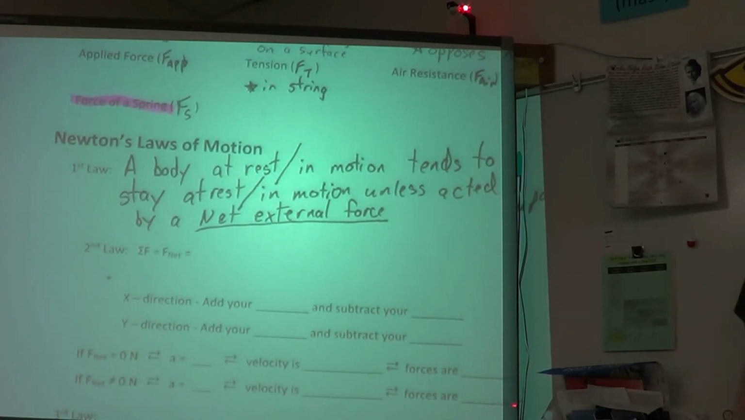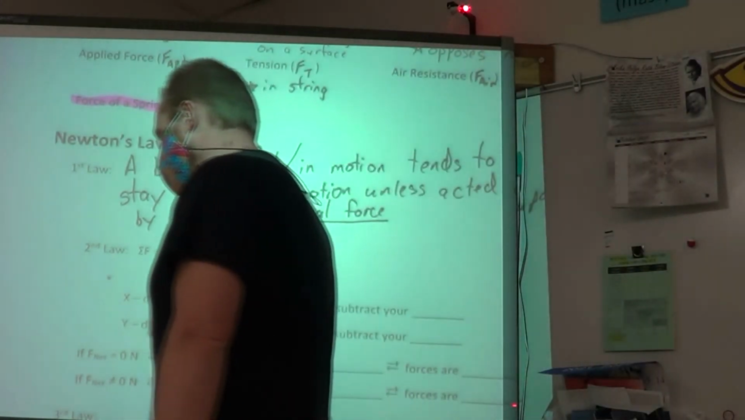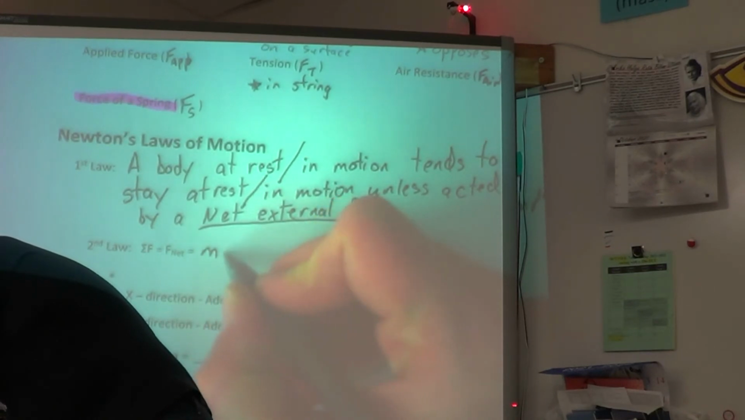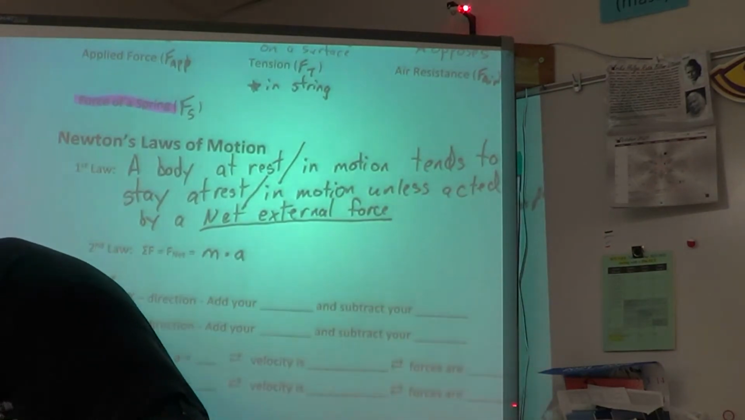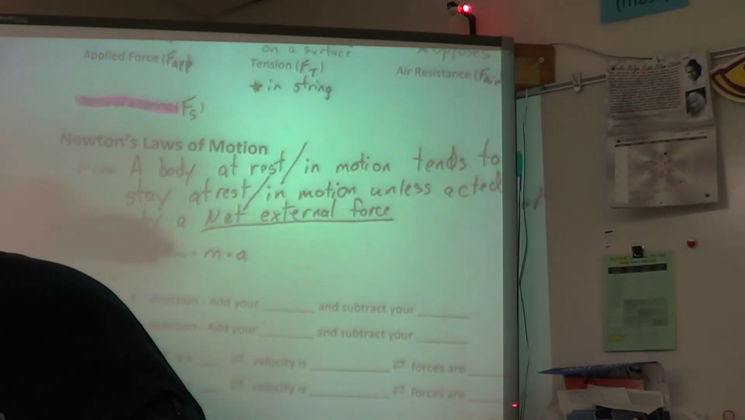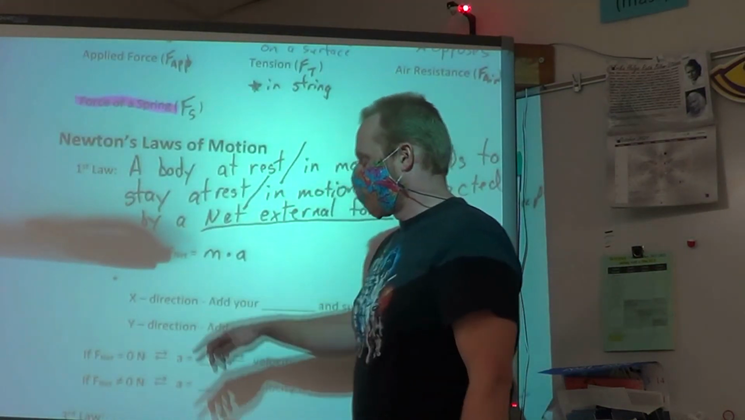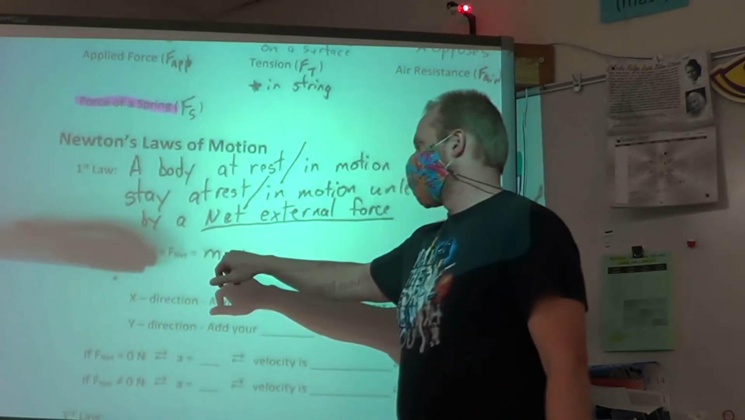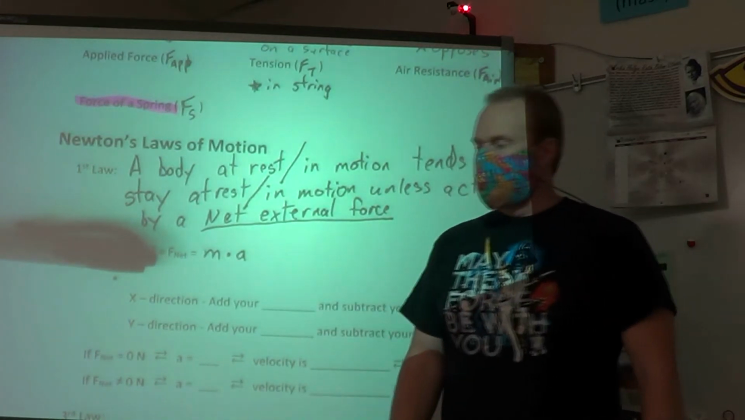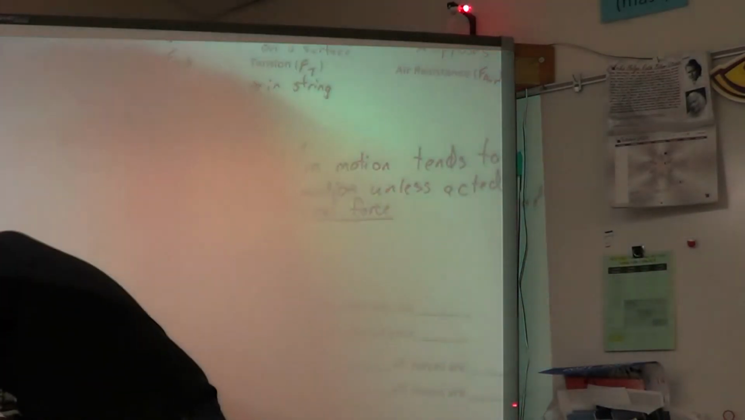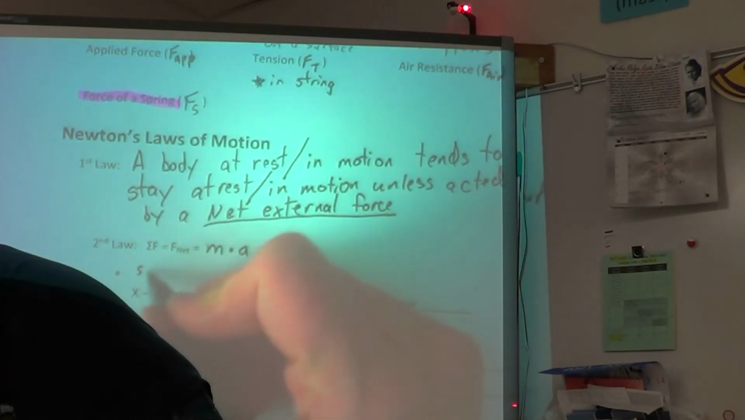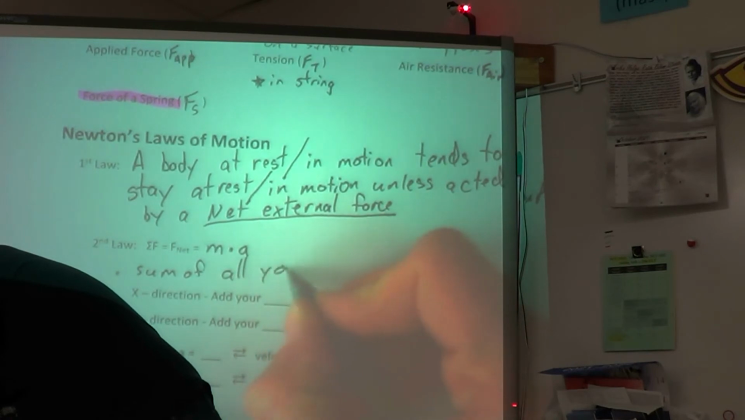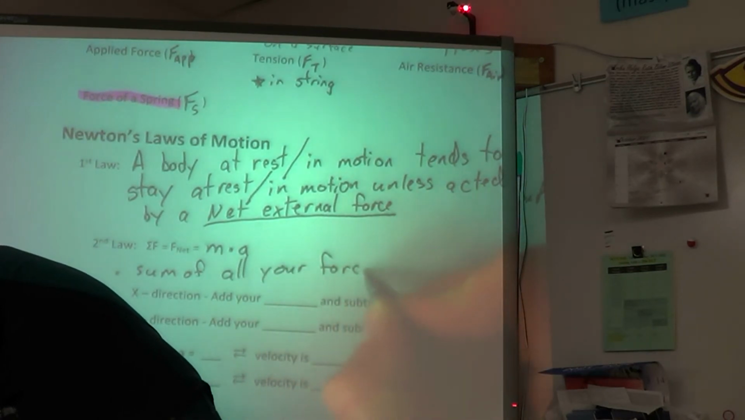Newton's second law is a mathematical law. And when we talk about this, we often see Newton's second law written as F net is equal to mass times acceleration. By definition, what net force means is the sum of all your forces. The sum of all your forces.